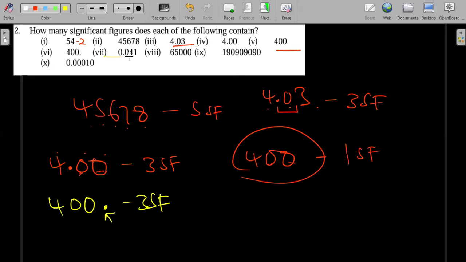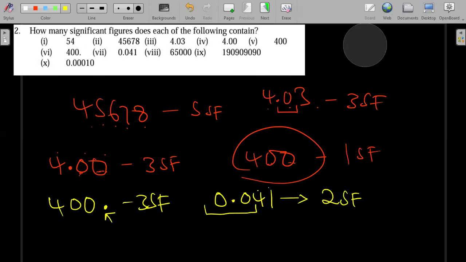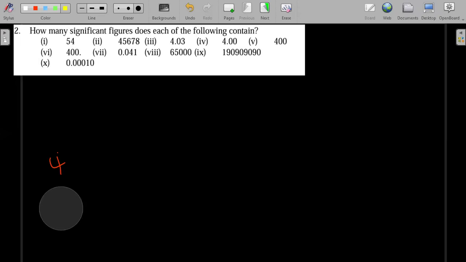Okay, what about this one? On number 7, we have 0.041. So how many significant figures does this number have? We're going to say this one has 2 significant figures. Why? Because the leading zeros are never significant. So we're just counting this 4 and this 1 as our significant what? Figures. So this one has 2. Okay, let me erase this and then we look at the other one there.